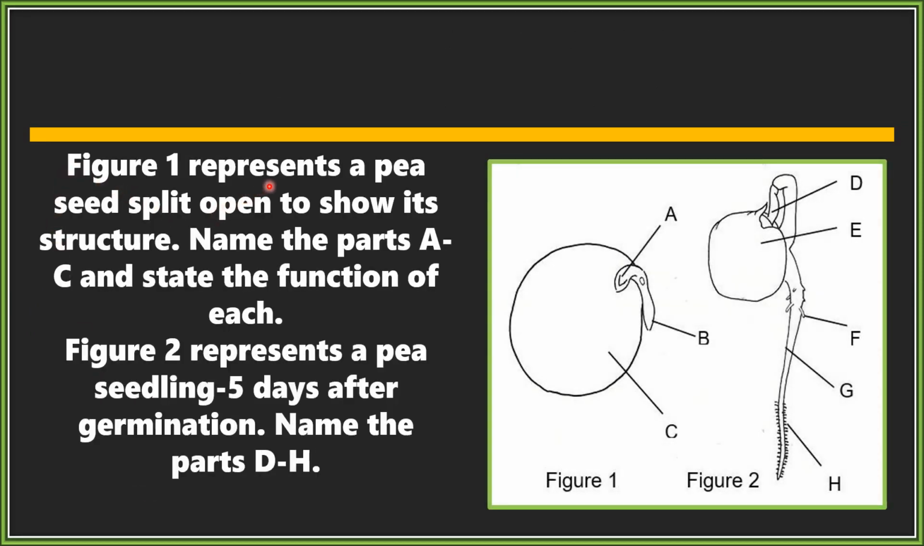Figure 1 represents a pea seed split open to show its structure. Name the parts A to C and state the function of each. Figure 2 represents a pea seedling 5 days after germination. Name the parts D to H.